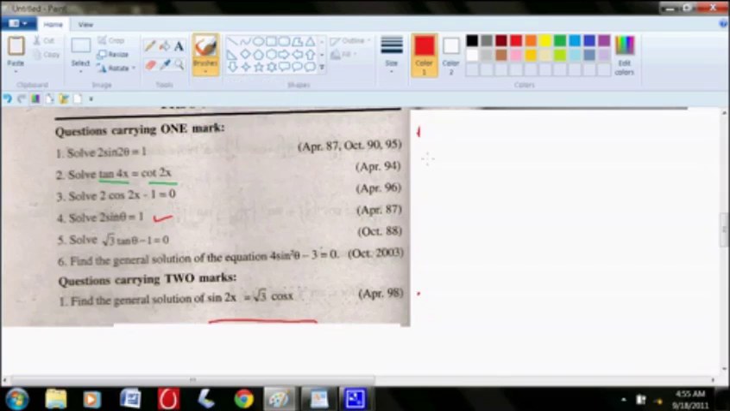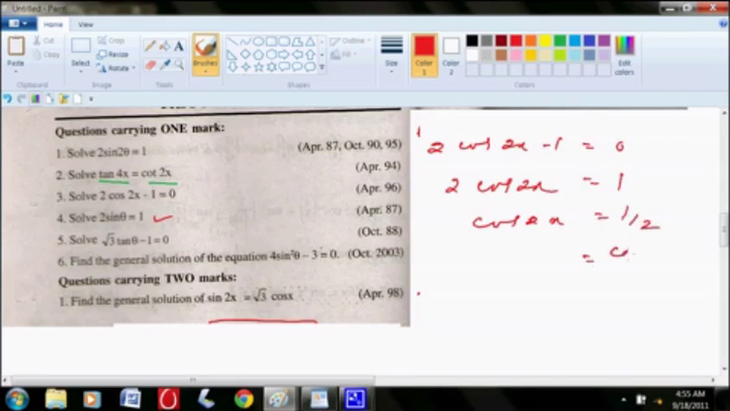Now 2 cos 2 theta minus 1 is 0. 2 cos 2x minus 1 is 0. So 2 cos 2x is 1, or cos 2x is 1 by 2. After this, I believe you know how to do it. This is cos of 60 degrees. 60 degrees is pi by 3 radian. In higher mathematics, we do not bother with degrees at all.